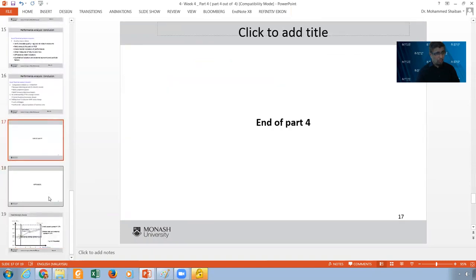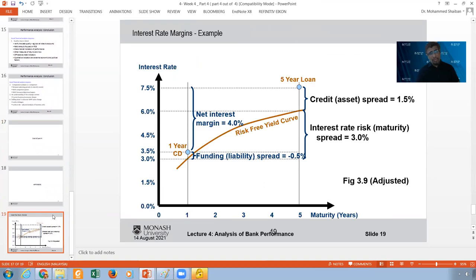I just want to share with you this one. Maybe I will not test you on this issue, but this is to tell you how the banks measure the interest rate, I mean, their cost of interest rate. So we have what we call the risk yield curve. Now, this is the risk-free of the central bank.